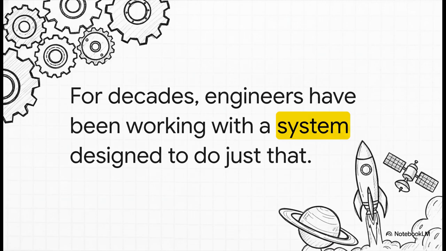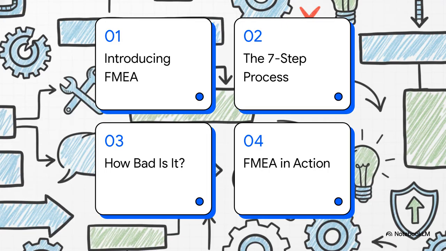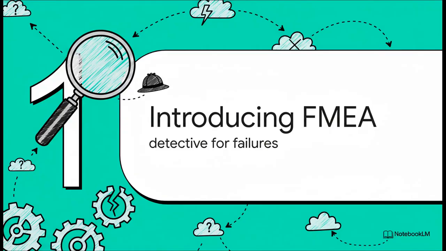For decades, engineers in really high-stakes fields, we're talking aerospace, automotive, have been using a system designed to do exactly that. So here's what we're going to cover. First, we'll introduce what FMEA really is. Then, we'll walk through its modern 7-step process. We'll look at how teams figure out how bad a potential problem is, and then we'll tie it all together with a real-world example.